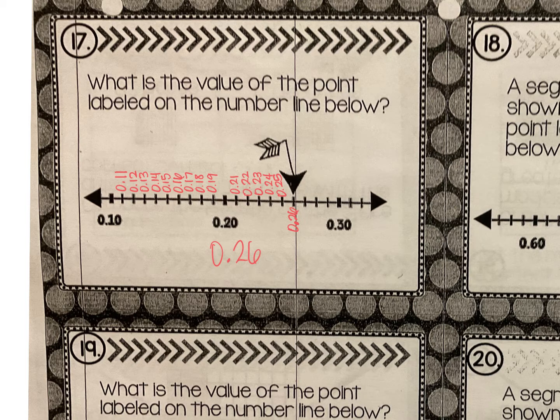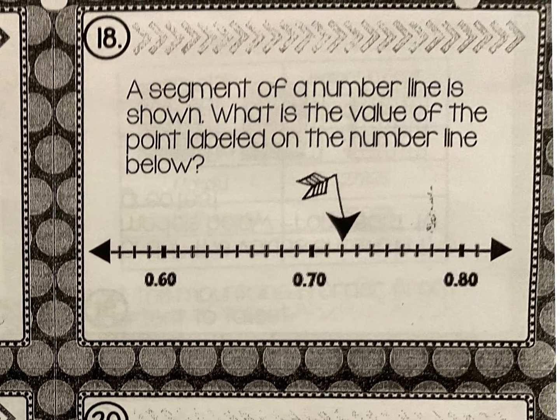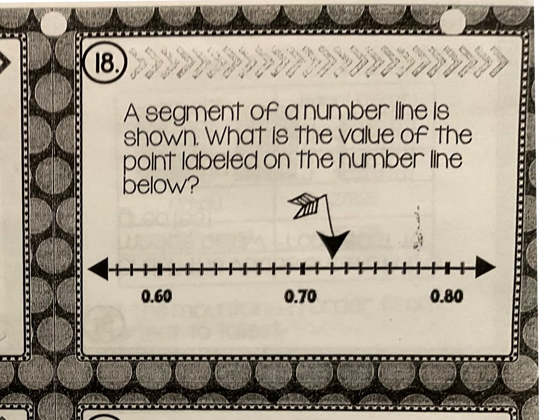Make sure you label those number lines. All right. Everybody got 26 hundredths? Okay, let's go look at 18. A segment of a number line is shown. What is the value of the point labeled on the number line below? Look what they give us. They give us 60 hundredths, 70 hundredths, 80 hundredths. What comes after 60 hundredths?